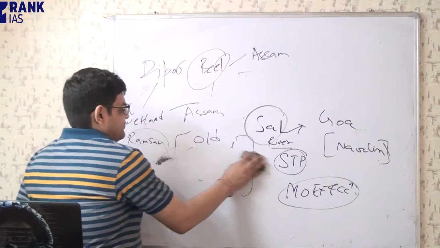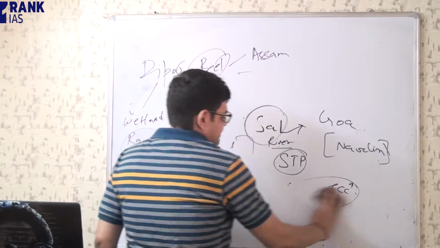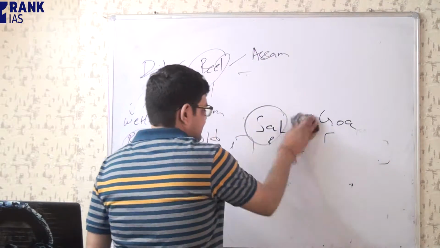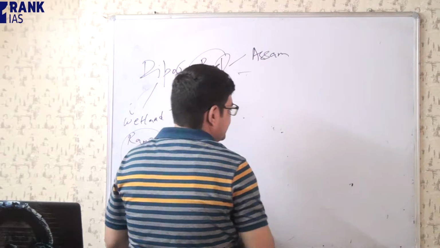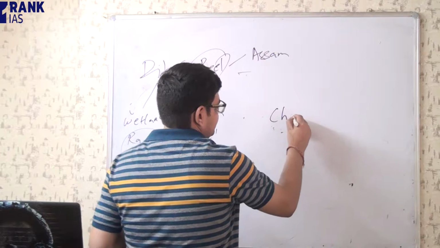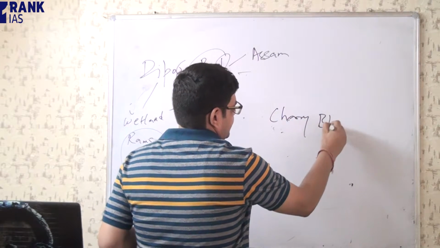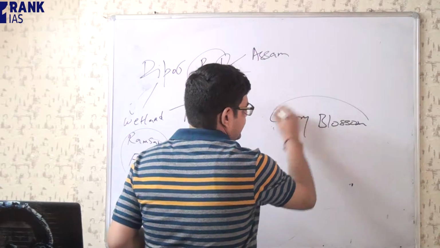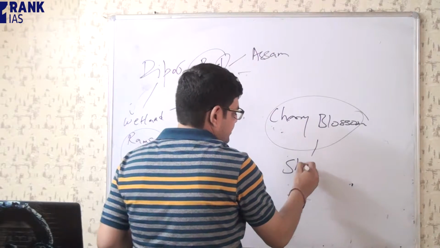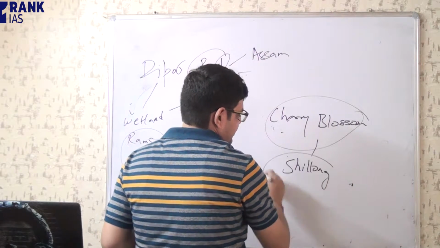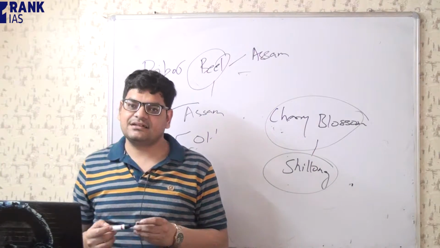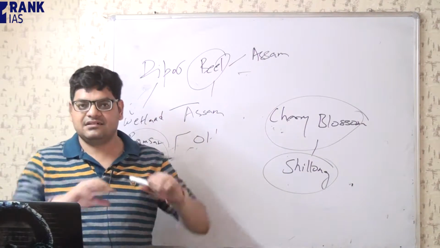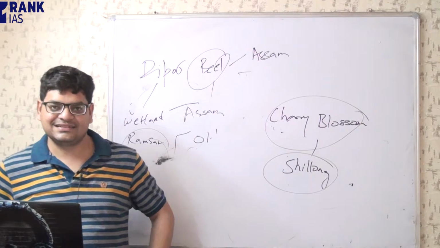International Cherry Blossom Festival is being celebrated in Shillong. Cherry blossom is a very picturesque event. This cherry blossom festival is being celebrated in Shillong. Cherry blossoms bloom for around 4 to 5 weeks, and it's a very picturesque event. Multiple colors and trees you can see.